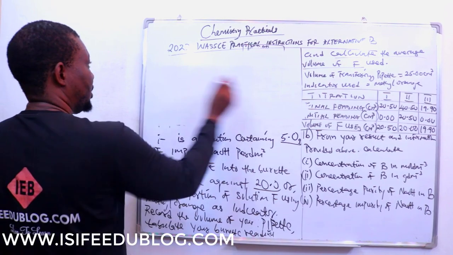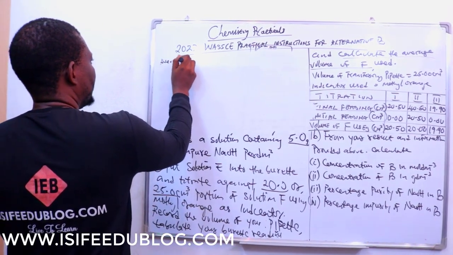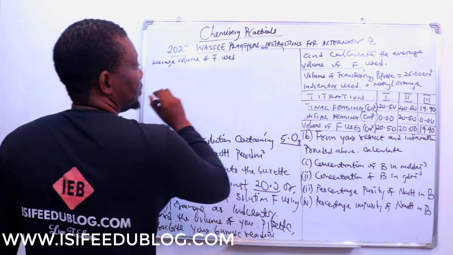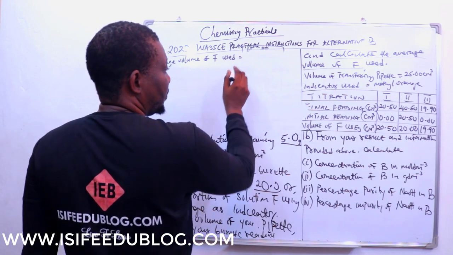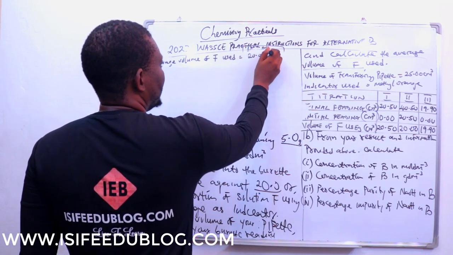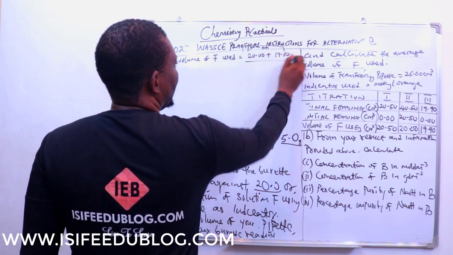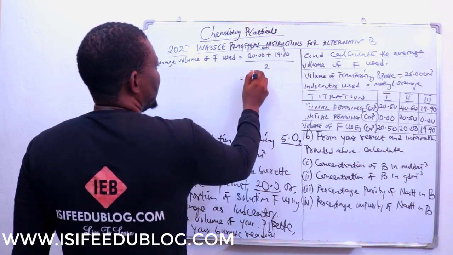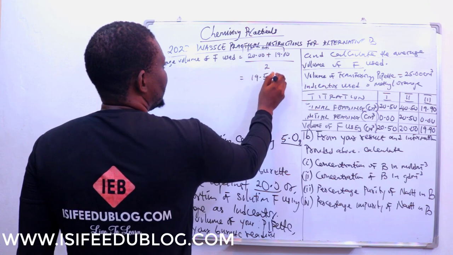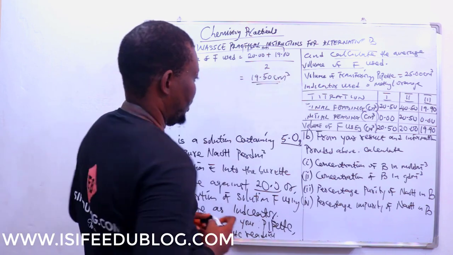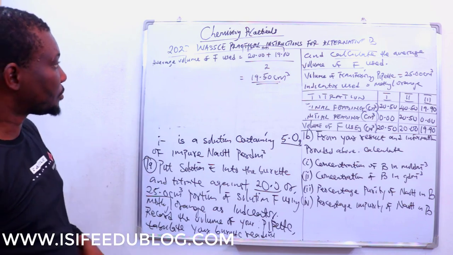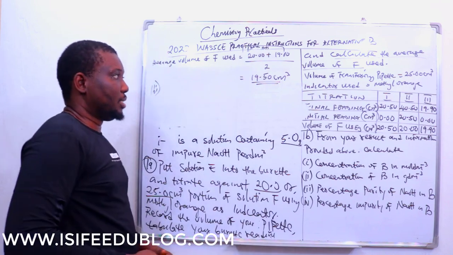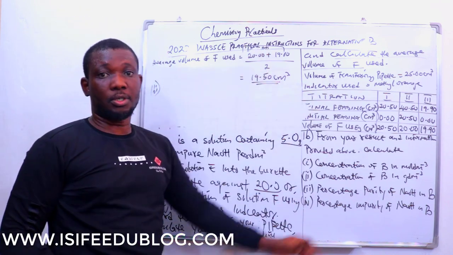So now, can I complete that equation by saying average volume of F used is, I'm using just second and third, which is 20.00 plus 19.90, all divided by 2. So my answer now is 19.50 centimeter cube. That's my answer. So I'm through with question number 1A. Quickly go to question number 1B. You can pause the video and check what we did here. Please, this table must be correct so you can have your full scores here.